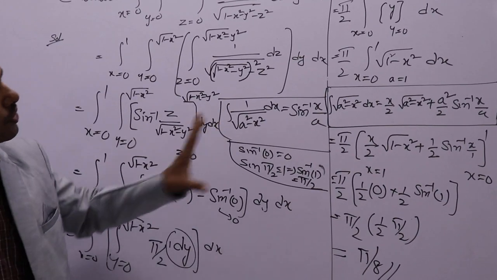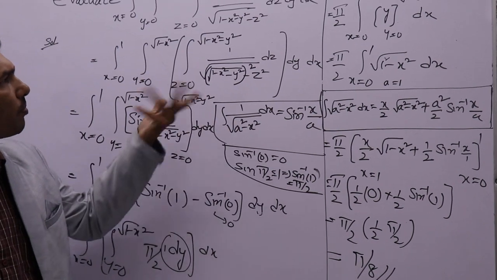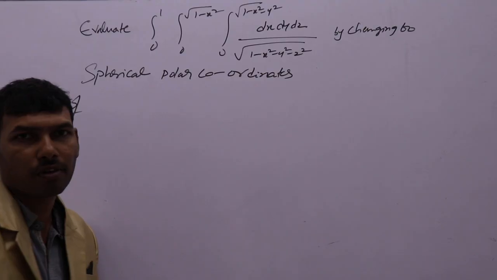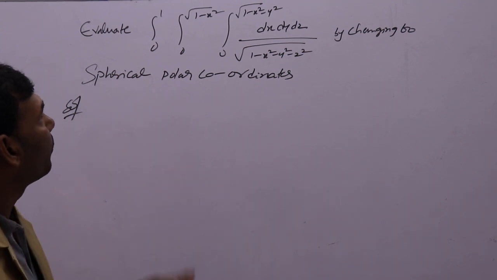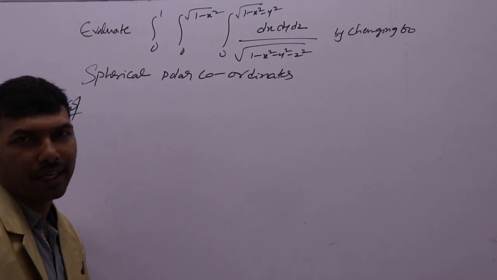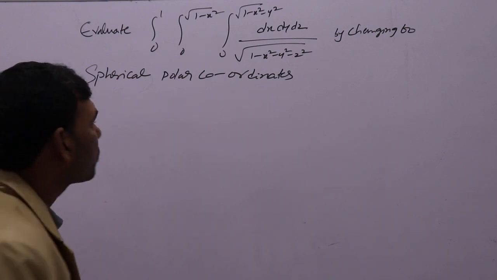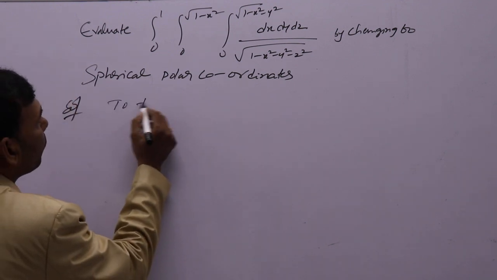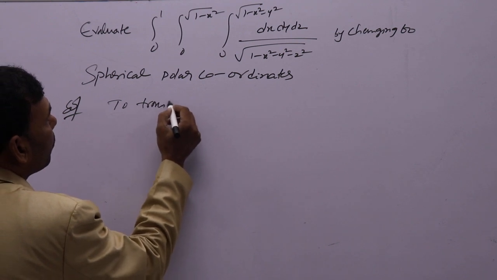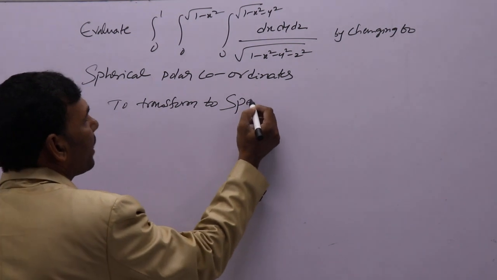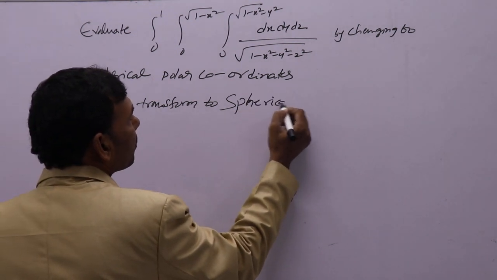The formulas you need to keep in your mind so that the problem will be very easy, and they are important also. So now again we need to convert the given triple integral, which is in Cartesian form, to the spherical polar coordinate system.